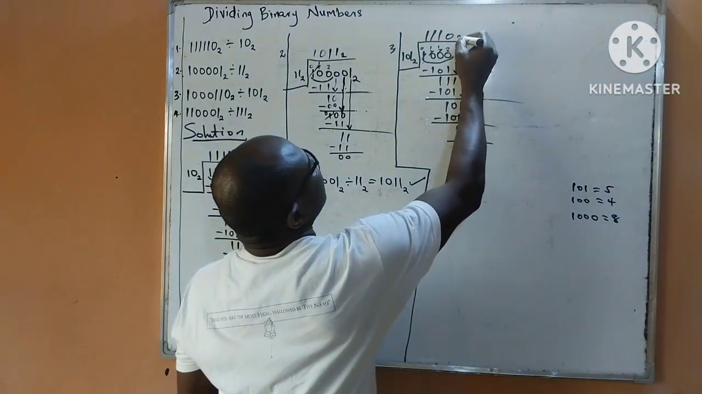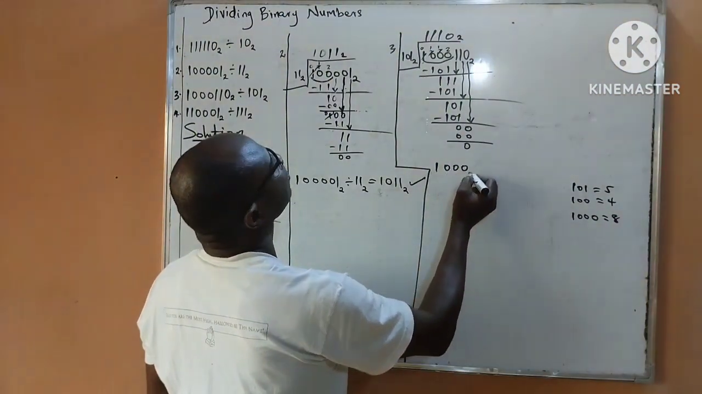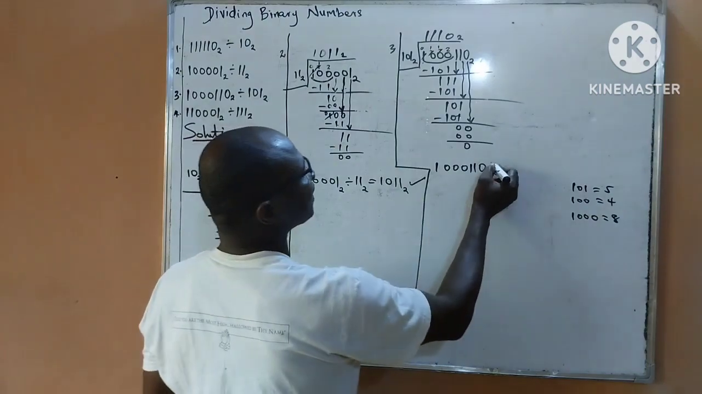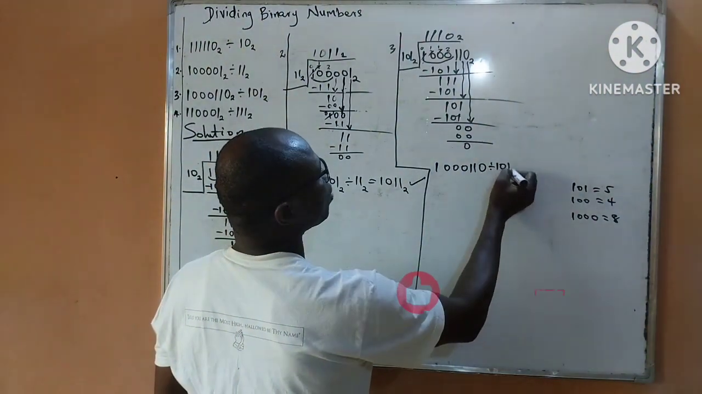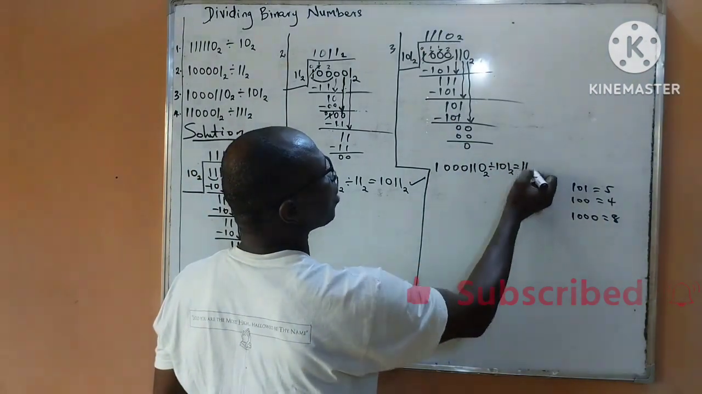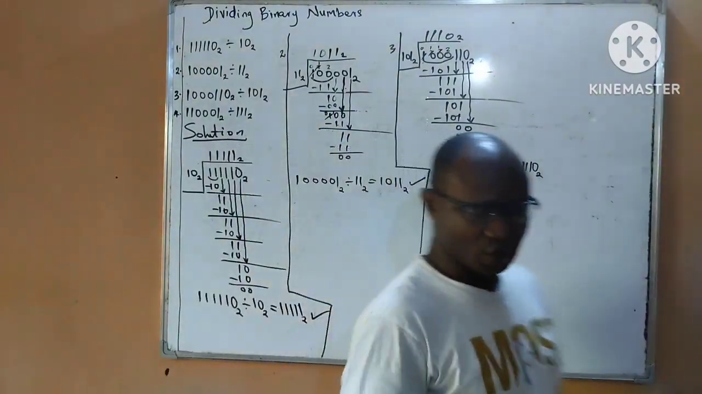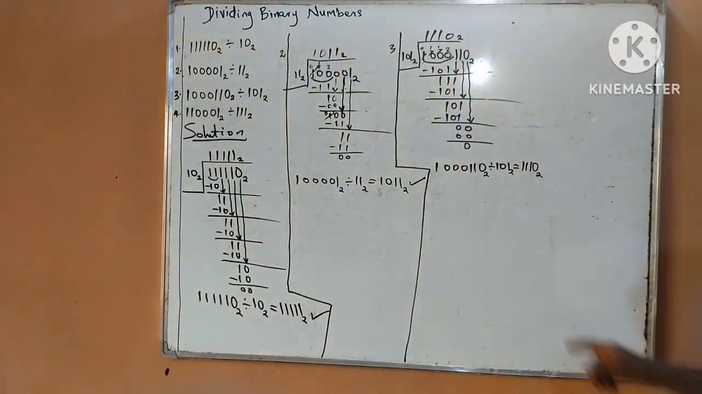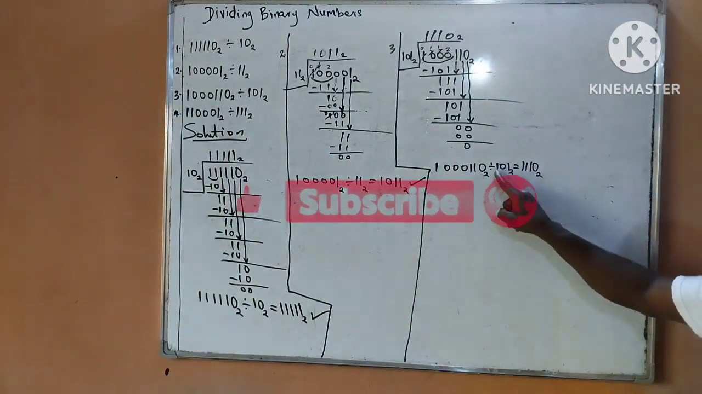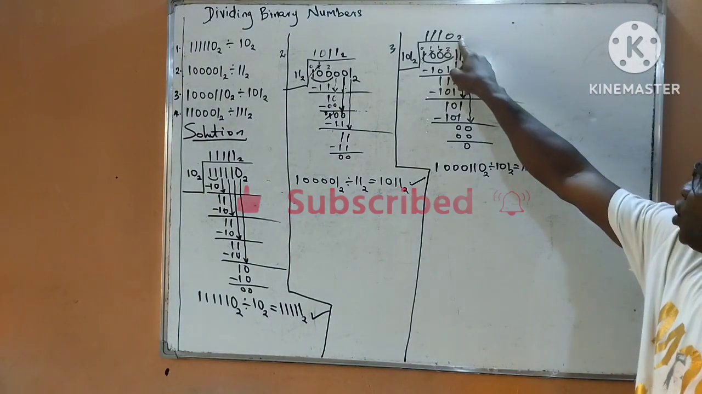In conclusion, we can now say that 1 0 0 0 1 1 0, okay, divided by 1 0 1, all in base 2, is equal to 1 1 1 0 base 2. Final answer. Okay, you also take a very good look at it. 1 0 0 0 1 1 0 base 2 divided by 1 0 1 base 2 is equal to 1 1 1 0 base 2.